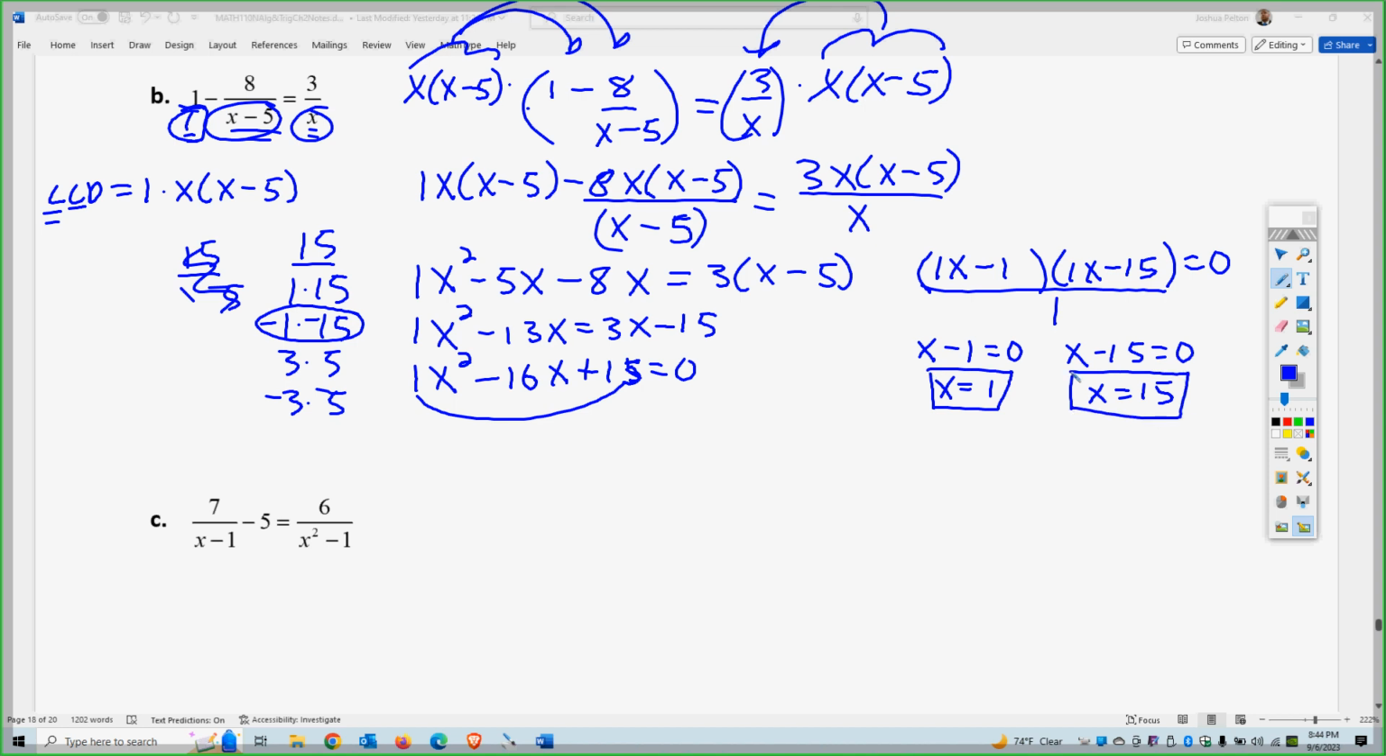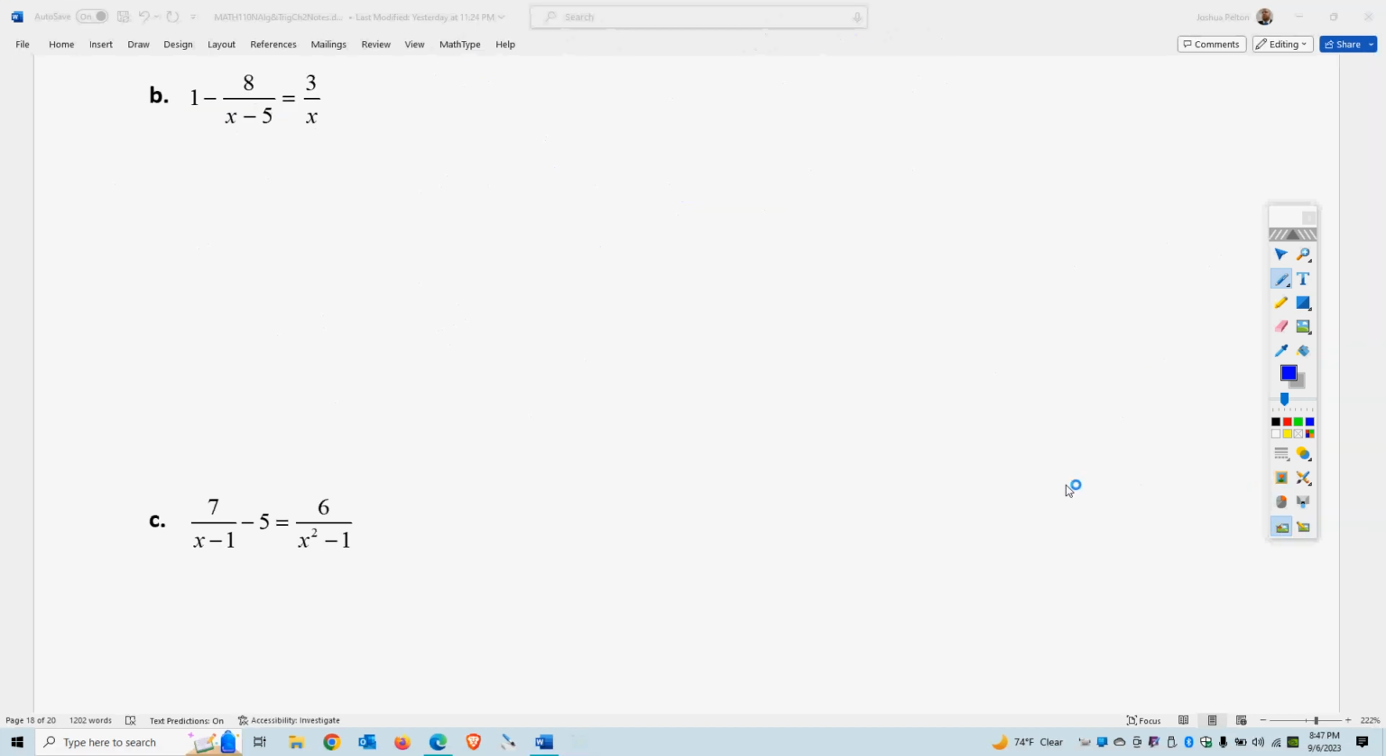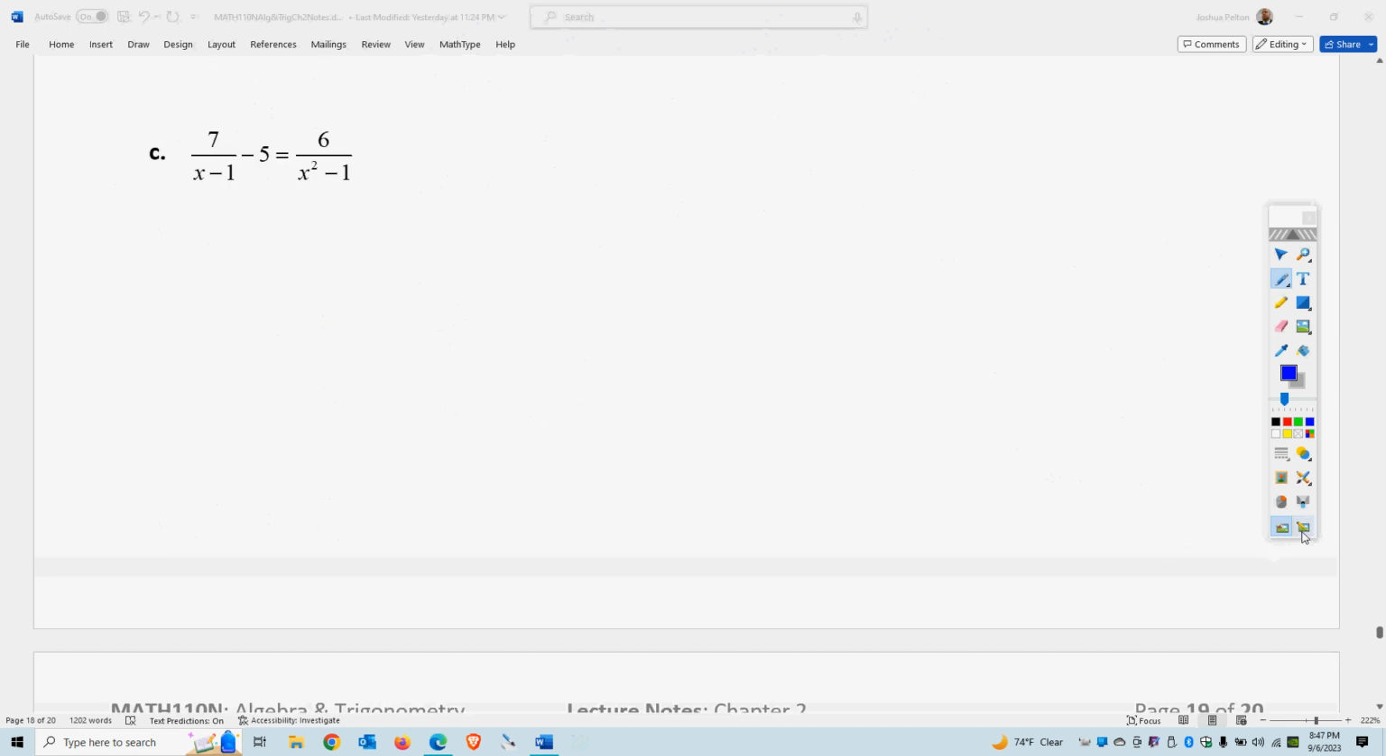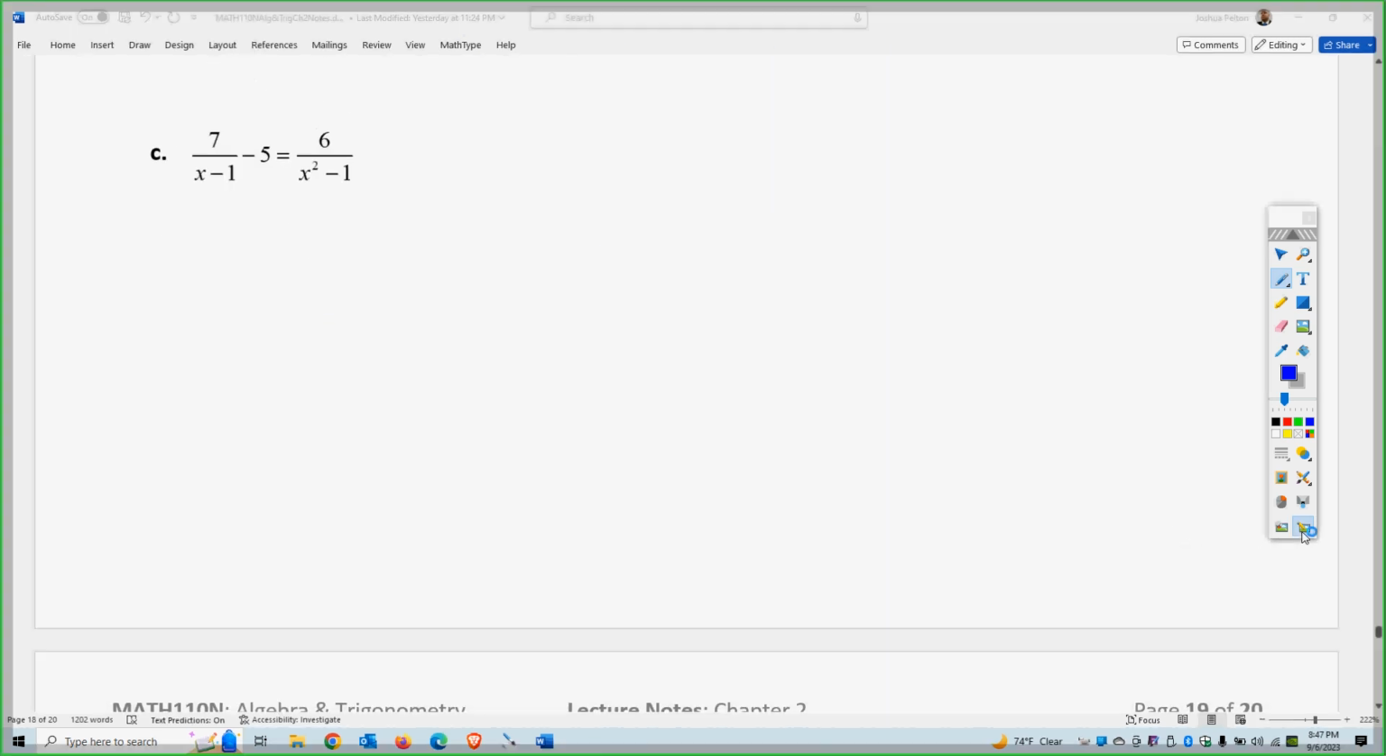Okay, so the first problem was monomials. This was a monomial and a binomial. So the third example has constant and binomial, and it has some factoring that we have to do. Because if we rewrite this problem, what we really have is 7 over x minus 1 minus 5 over 1 equals 6 over x minus 1 x plus 1, right? Because what you have to remember is this term right here is actually x squared plus 0x minus 1. So plus 1 and minus 1 will give me the 0x.